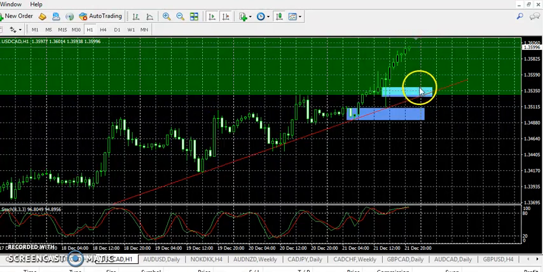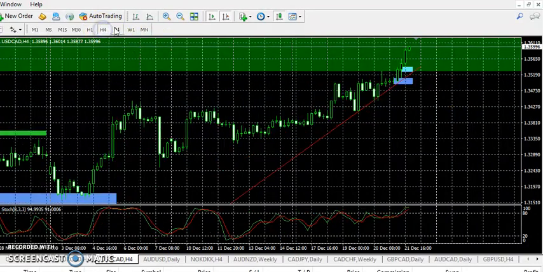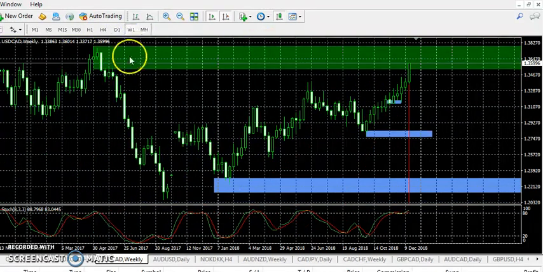But if price breaks this level, then we see how price reacts to our demand zone here, which is in control. If price breaks this level, then we have a break of the uptrend, telling us that the larger time frame is now in control here, as we can see. So that's it for USD CAD.